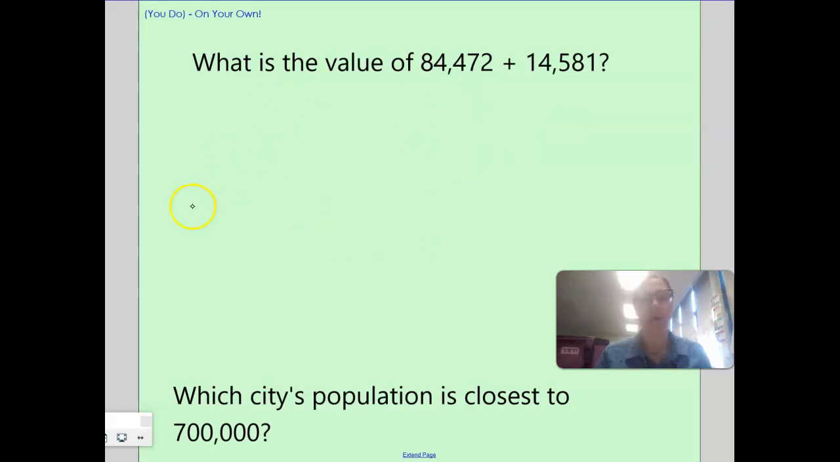Okay. Try. Don't worry about the bottom problem. Just do the top one. What is the value of 84,472 plus 14,589? All right, let's see how you did.